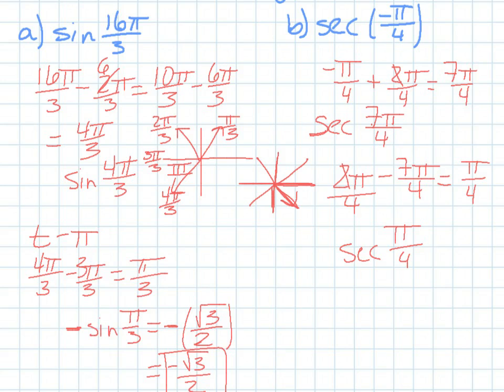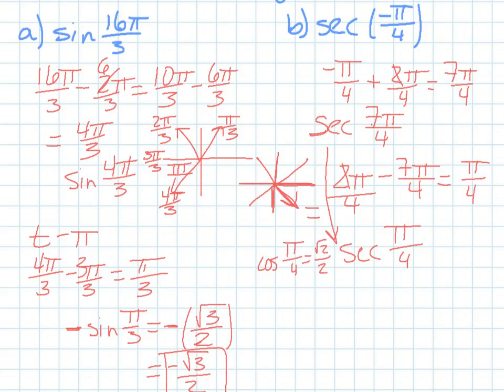But since we're talking about secant, that's the same as cosine, and cosine is positive in the fourth, so therefore secant is positive in the fourth, because your x value is in a positive direction. So therefore we don't have to tack on a negative sign to our trig function for secant. So these two things are equal to one another. So now I know what my cosine value is. So cosine of pi over 4 is square root of 2 over 2.